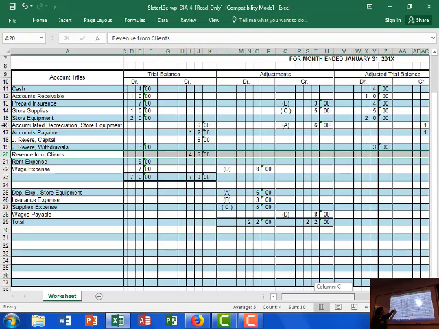So right now for the balance sheet, let's go ahead and bring the amounts here for each one that we stated. Bring them over.